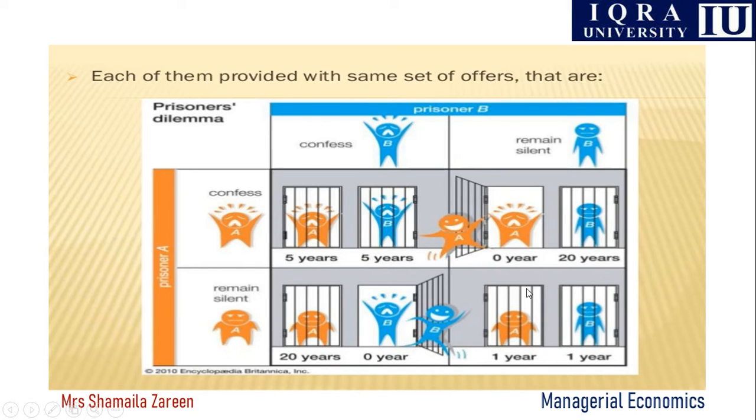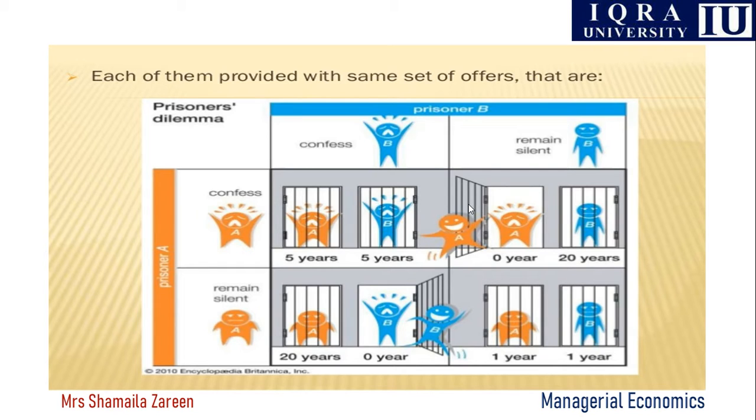These are the payoffs. The orange color is the payoff of prisoner A, and blue color is the payoff of prisoner B. For example, if these pictures were not given to you, only the values like 5 years, 5 years, or 0 years, 20 years were given. So the first one is the payoff of player 1 or prisoner A, and the second is the payoff of prisoner B.